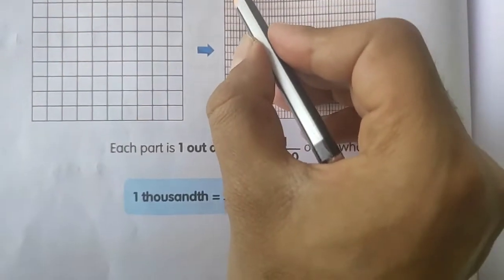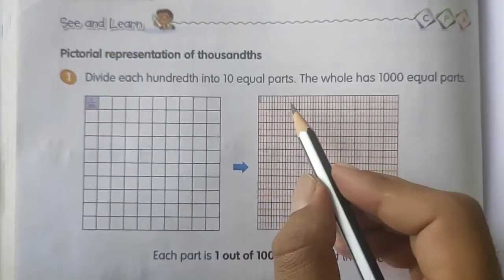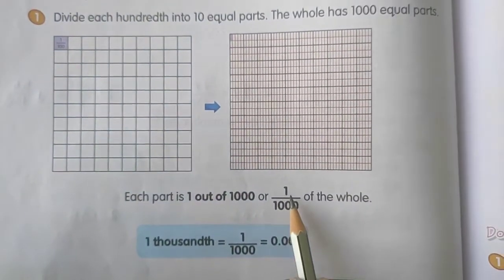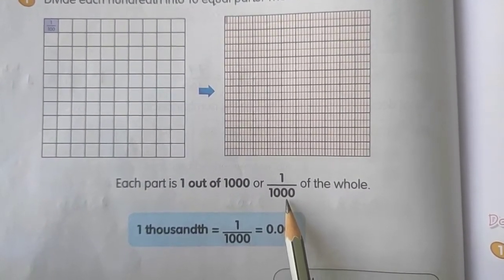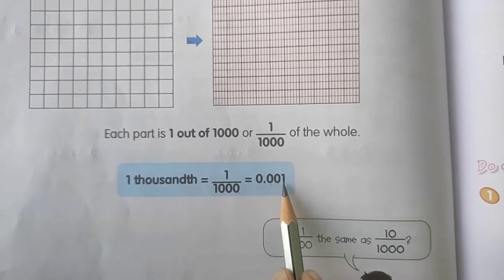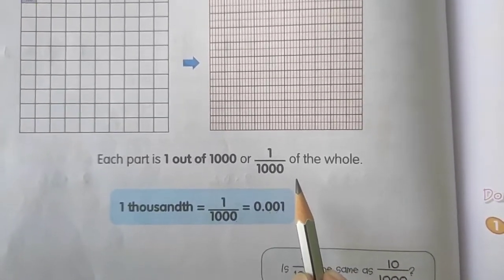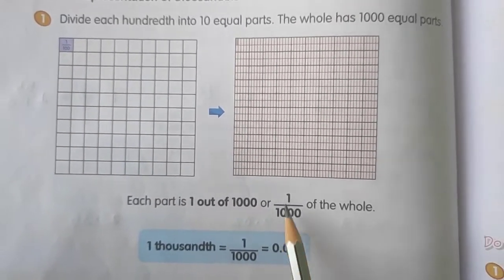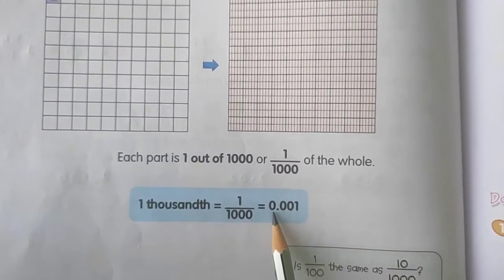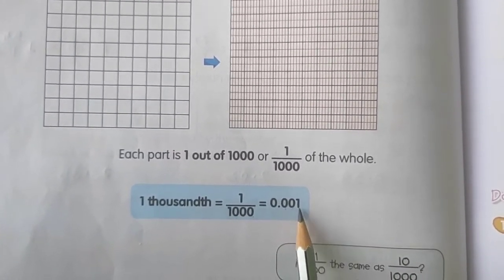Now let us consider here I am selecting 2 boxes. So what will happen here? 2 upon 1000. And here what will I get? 0.002. If I am selecting 3 boxes, here I will get 3 upon 1000. And here I will get 0.003.